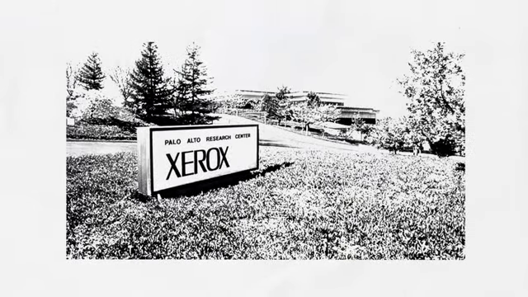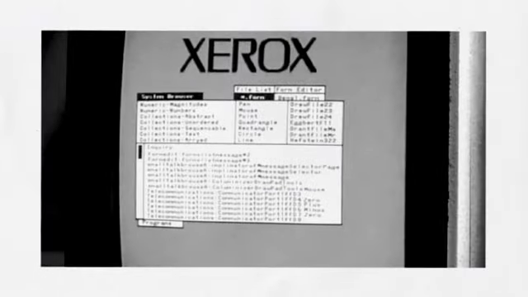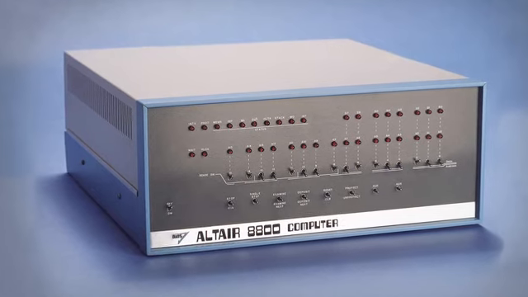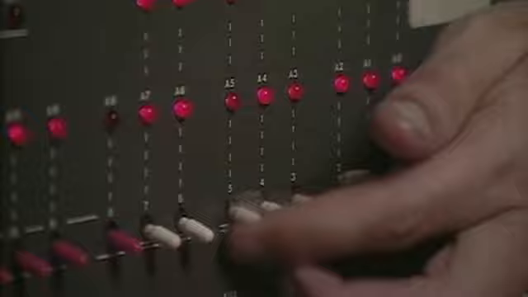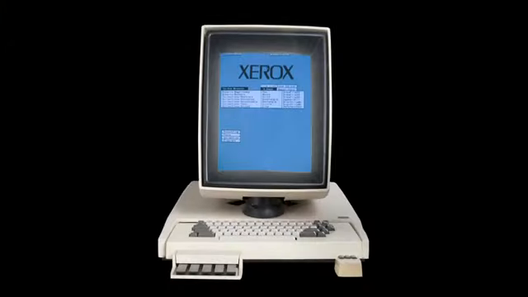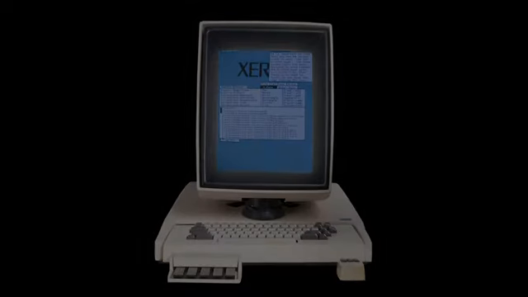Xerox invented the modern personal computer in the early 70s. The Alto was a mouse-driven system with a graphical user interface. Bear in mind that a popular personal computer of this era was operated with switches, and if you flipped them in the right order, you got to see blinking lights. The Alto was way ahead of its time.